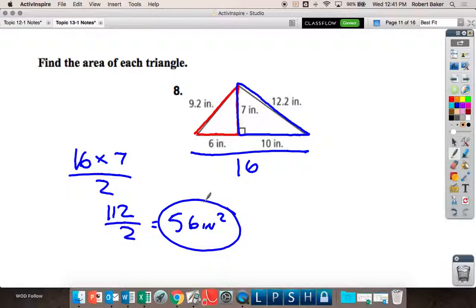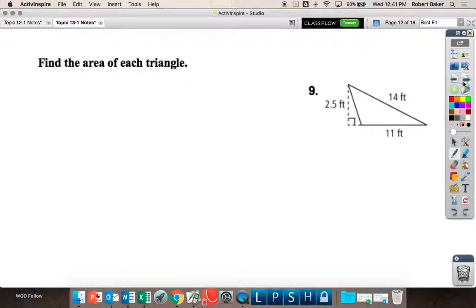Okay, now here's where we get into the fun part of geometry where either you see it or you don't. This is why geometry sucks. Either you see it or you don't. Probably won't. I'm going to skip this one. Y'all cool with that? Okay.